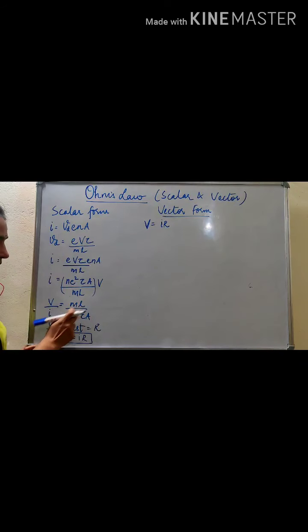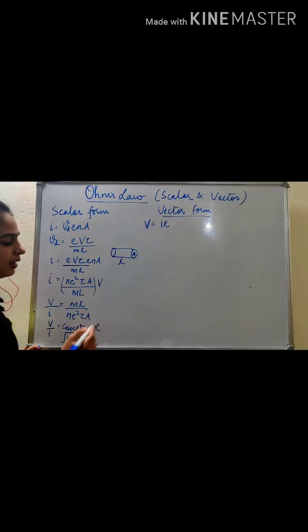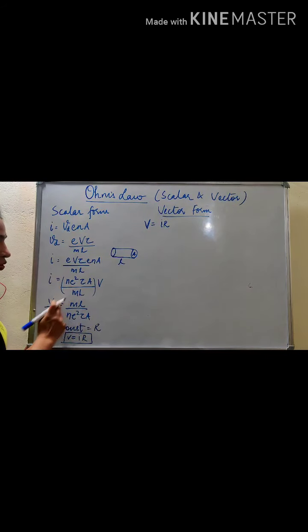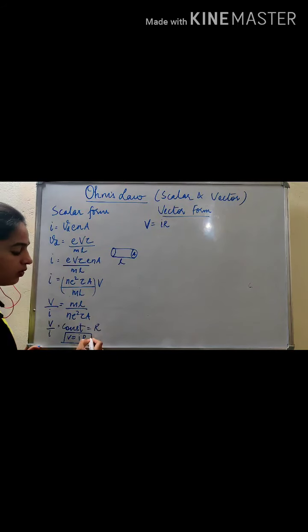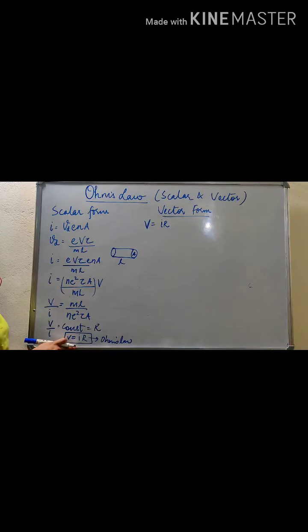Here m, l, n, e, tau, A all are constants for a particular length and cross-section area. If you consider a particular conductor having a fixed length and area, then at constant temperature and pressure all these quantities remain the same. We've already discussed this previously. So replacing this whole term by a constant and naming it R, we can write V by I as constant, which is R. So we write V is equal to IR, which is the well-known form of Ohm's law. Now this is the scalar form of Ohm's law, which we already know.